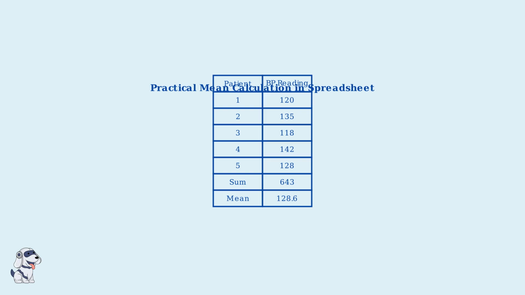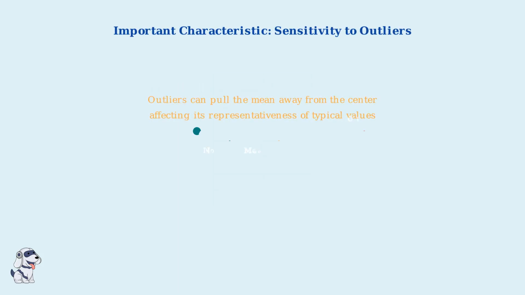Here's how this calculation might look in a practical spreadsheet application, showing the systematic approach to computing the mean with real data. It's important to note that the mean is sensitive to outliers, extreme values that are much higher or lower than the rest of the data. This sensitivity can sometimes make the mean less representative of typical values in skewed distributions.